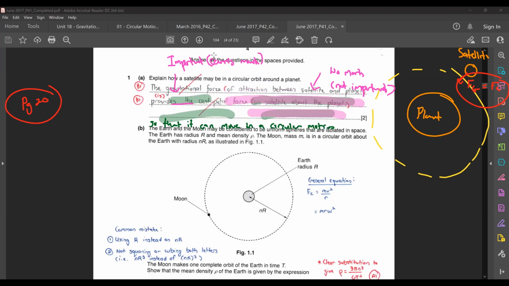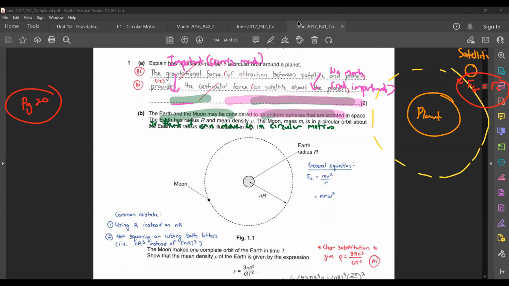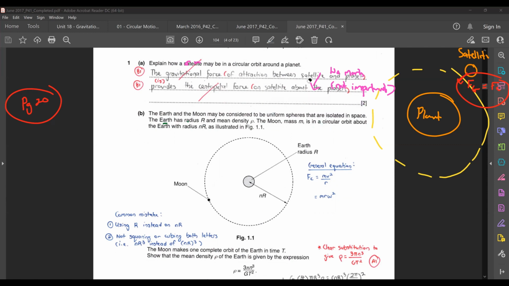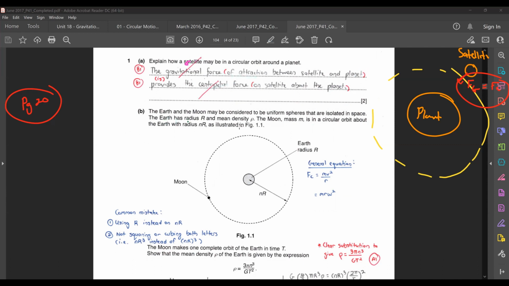Okay, now if you move to the next part of your question, they tell you the Earth and Moon may be considered to be uniform spheres that are isolated in space. Earth has radius r and mean density rho. The Moon, mass small m, is in circular orbit about the Earth with radius nr as illustrated. Okay, Earth and Moon are considered to be uniform spheres here.